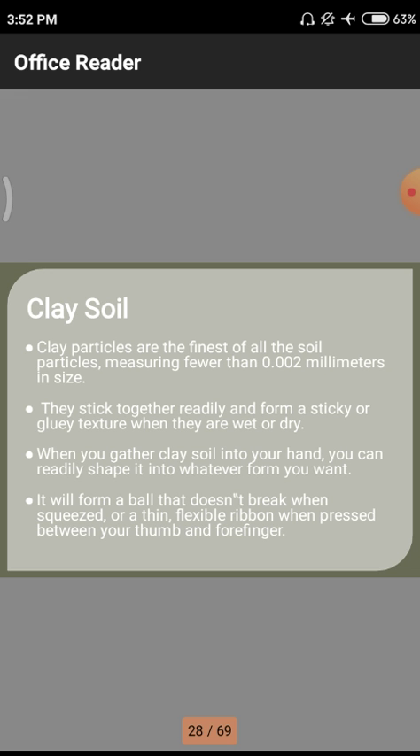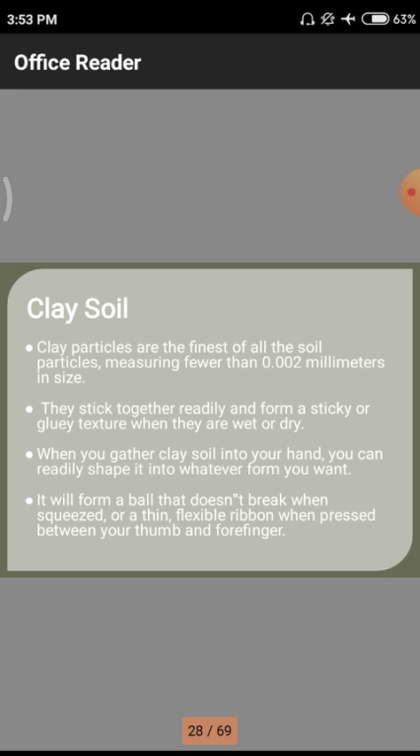When you gather clay soil in your hand, you can readily shape it into whatever form you want. Whatever shape we need, we can form with the help of clay soils, because of the cohesion and adhesion properties. In these clay soils we can form any shape as required, and it will form a ball that doesn't break when squeezed. That means a huge amount of binding properties, so the balls will not break.